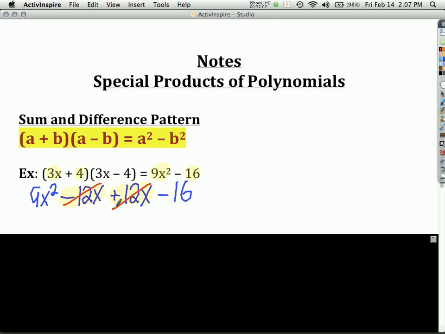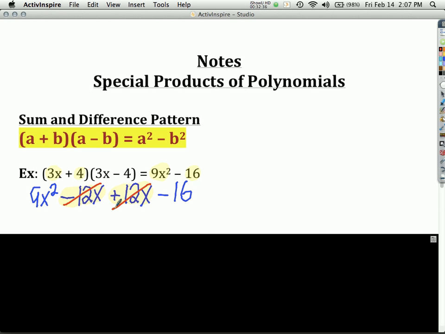Is there a scenario where the first part is like negative 3x plus 4 times 3x plus 4? Well, that's a good question. And I'm going to show you. Can you write that down for me just on the side of your paper? And I want you to bring it back up at the end so I can show you what really happens there. Okay? Good. So that's the first pattern.